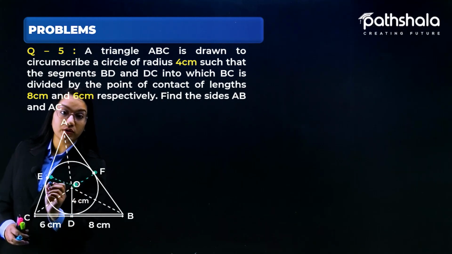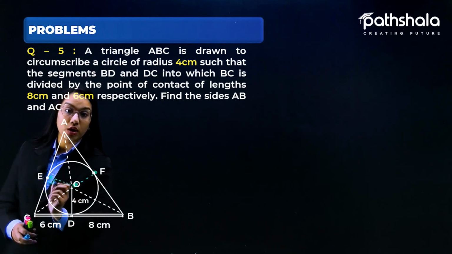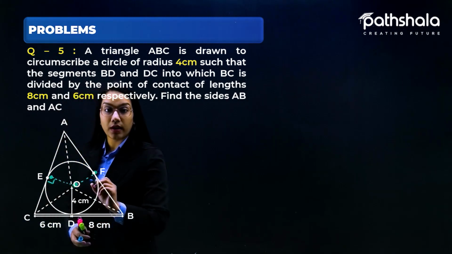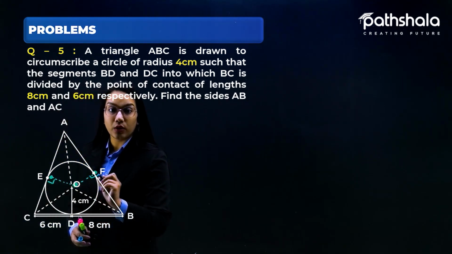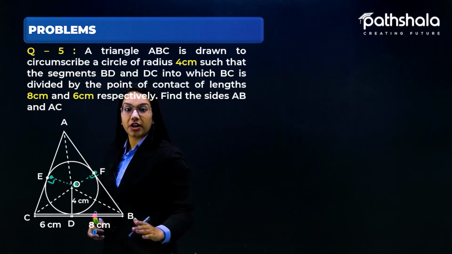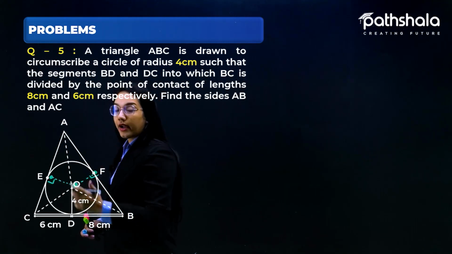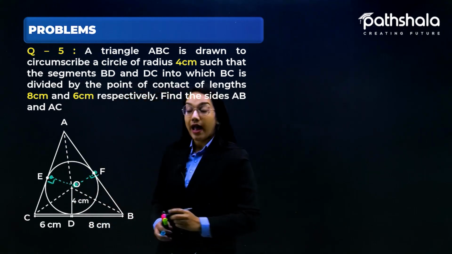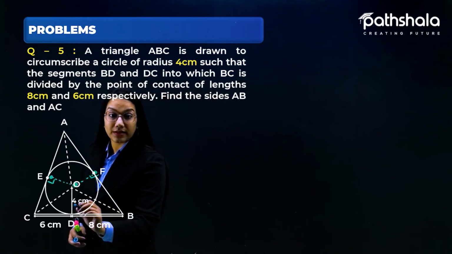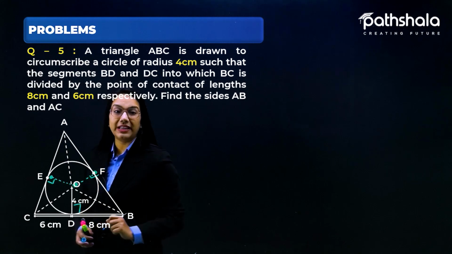Then definitely we know this concept that this is a perpendicular, this is a perpendicular, and this is again a perpendicular over here. Since this is a tangent, it must be at a 90-degree angle with the radius of the circle. Again, this is also a 90-degree angle, and this OD also makes an angle of 90 degrees with BC.